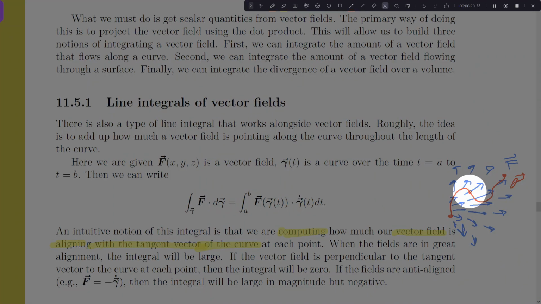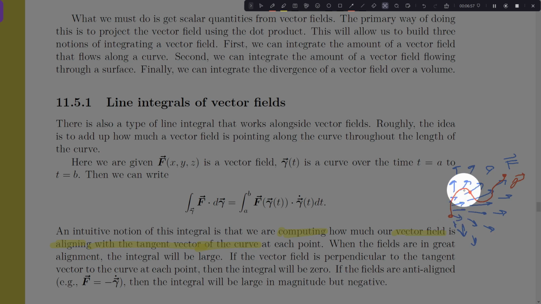Right there, gamma and the vector field don't align at all, right? They're kind of pointing perpendicular to each other. Meanwhile, over here, they align pretty well, and over here, they align very well. And so we're going to gain more integration parts where they align and less integration parts where they do not align.